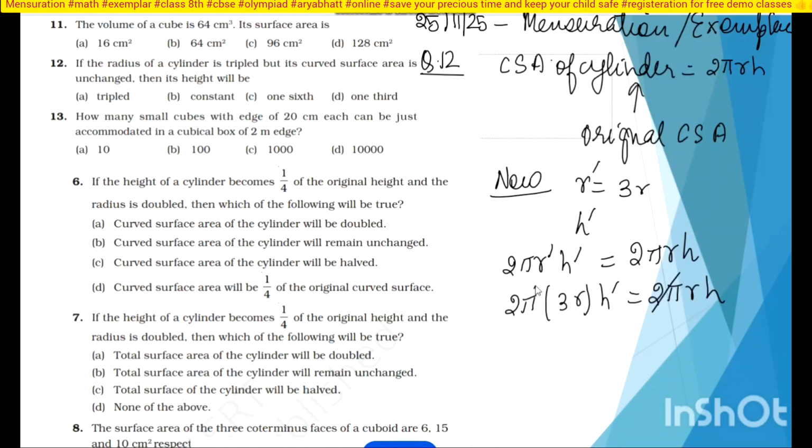So 2 pi cancels, r cancels, we have 3 h dash is equal to h. So I can say that my newer h will be 1/3 of the older one. Newer h will be 1/3 of the older one. So it will be option D.